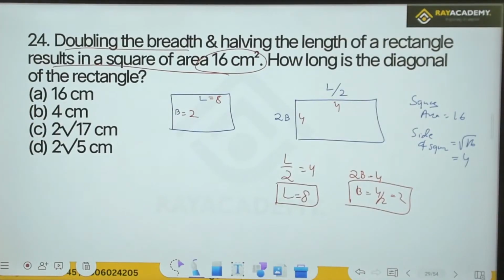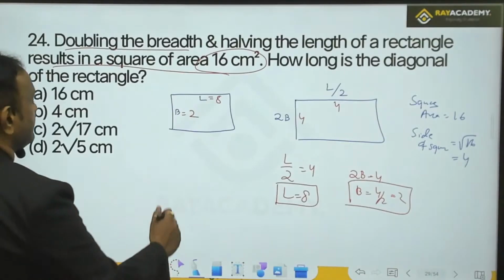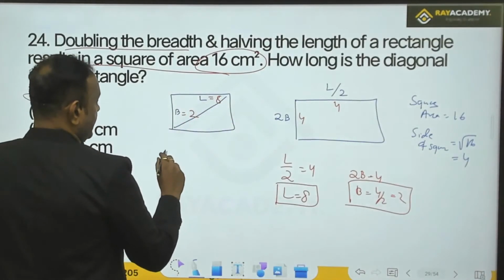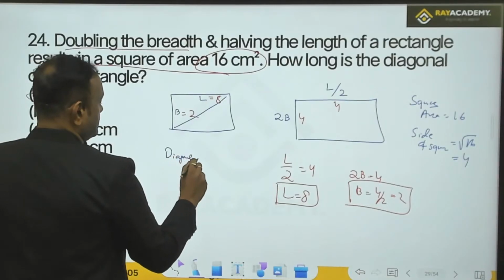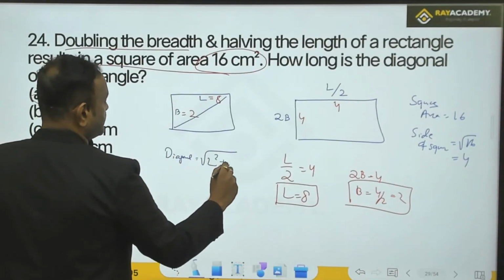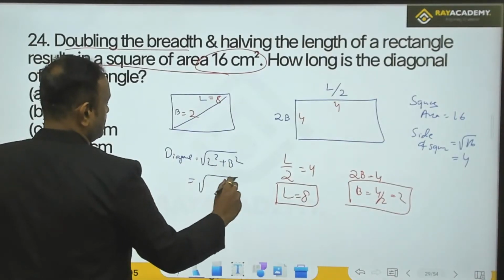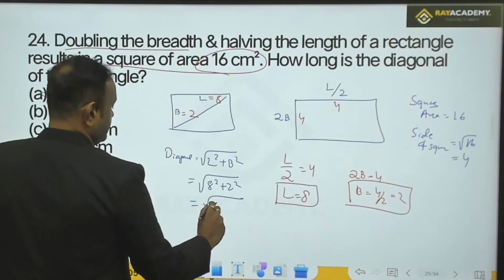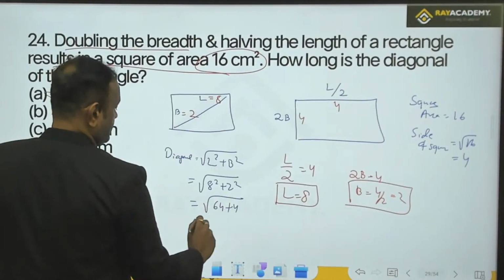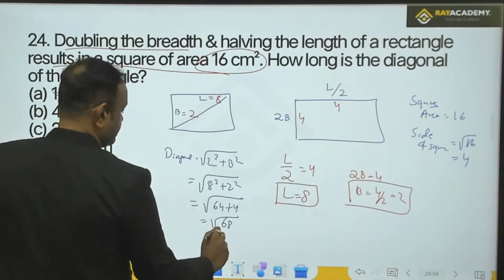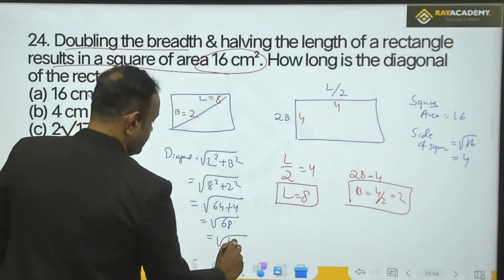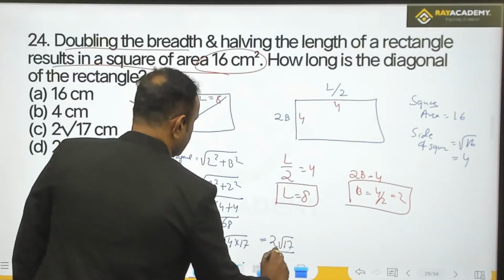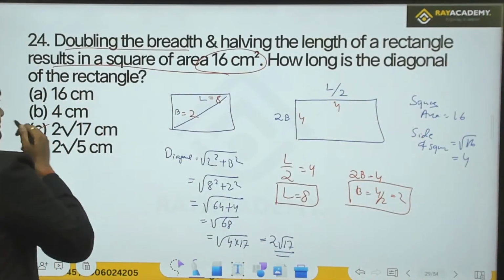Now they are asking how long is the diagonal of the rectangle. For the original rectangle, what is the diagonal length? Diagonal is the square root of L squared plus B squared. So that is the square root of 8 squared plus 2 squared, that is the square root of 64 plus 4, the square root of 68. We can write 68 as 4 into 17. 4 can come outside the root, giving 2 square root of 17.